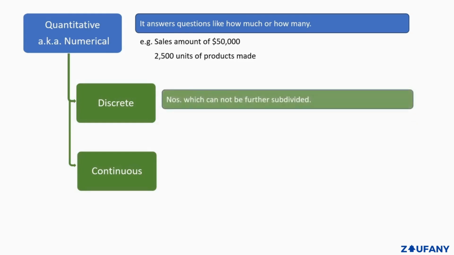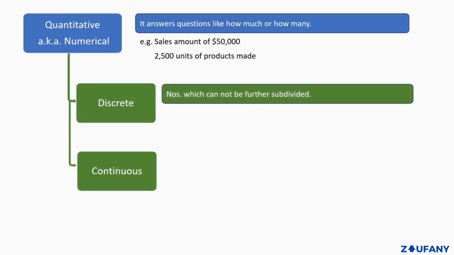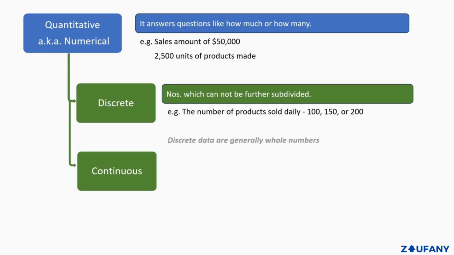Discrete data are generally whole numbers. For instance, the number of products sold daily: 100, 150, or 200. You can't have half a product sold. Discrete data are numbers which cannot be further subdivided.